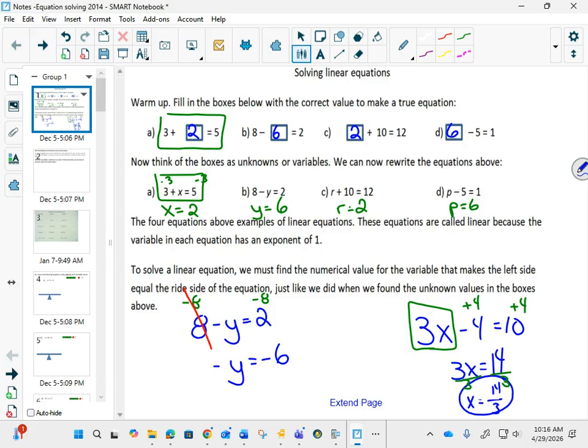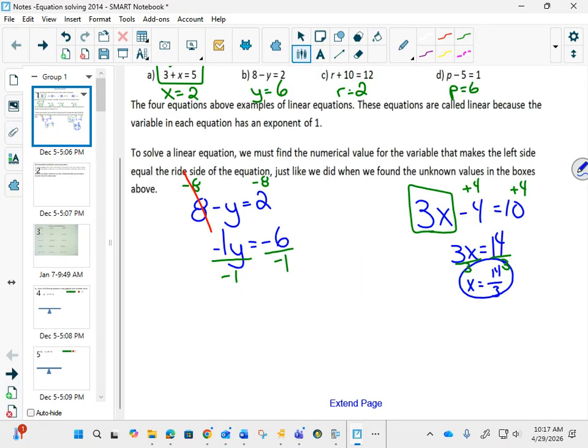How do you get rid of a negative? This is technically like a negative 1 out in front. It's a negative 1 times y. What's the opposite of negative 1 times something? We're going to need to divide by negative 1. That'll be 1, giving me just the y. And negative 6 divided by negative 1 is? Negative divided by negative. 6 divided by 1 is 6, and it will be positive.